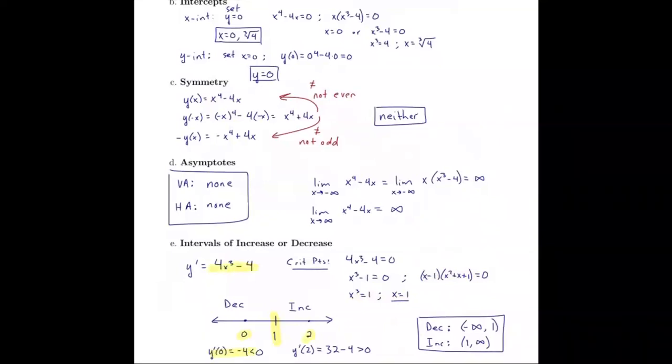Y prime of 0, I'm plugging 0 into this. It's 4 times 0 minus 4. I get negative 4. Negative 4 is less than 0. So we're decreasing on this interval.